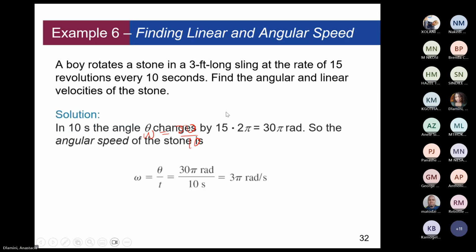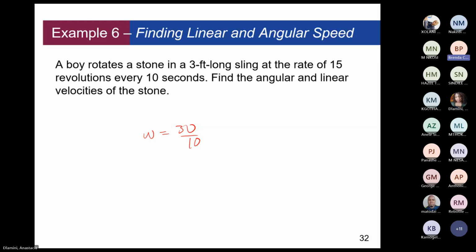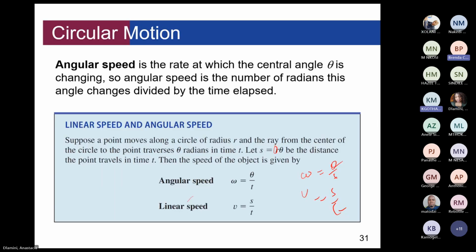We said it's 30 pi. 30 pi radians, because you cannot use theta as an angle, you must change it to radians. That's wrong. What if it's 20 pi?